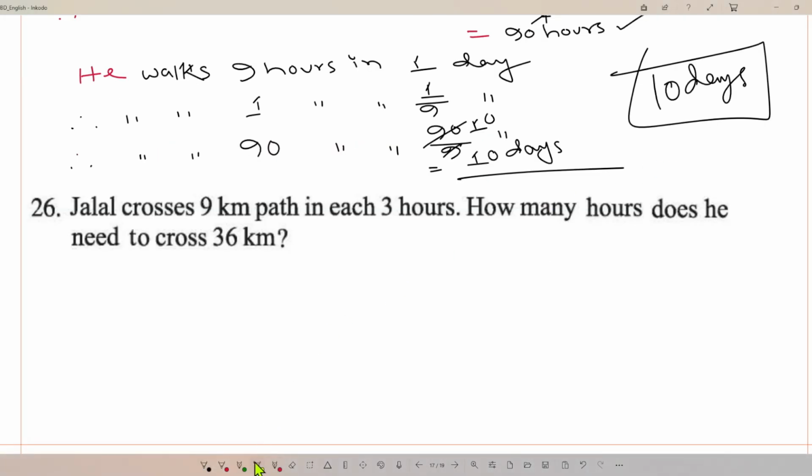Question 26. Jalal crosses a 9 km path in 3 hours. How many hours does he need to cross 36 km?